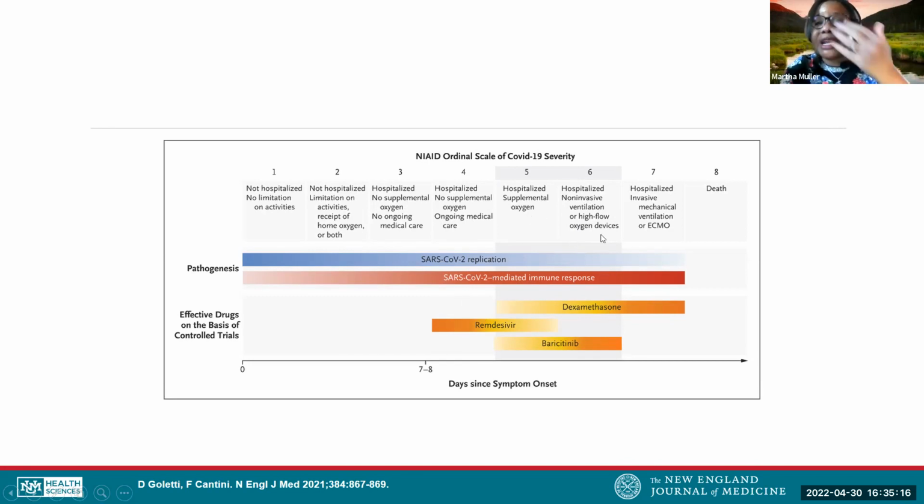As we move ahead and we start to see more of this SARS-CoV-2 mediated immune response, we are adding our immunomodulatory agents to help with that. And sometimes it's a little tricky knowing, hey, am I starting an antiviral? Am I starting an anti-inflammatory? Am I starting both? And this helps us to understand where we are in the setting of the infection and why we start things the way we start.